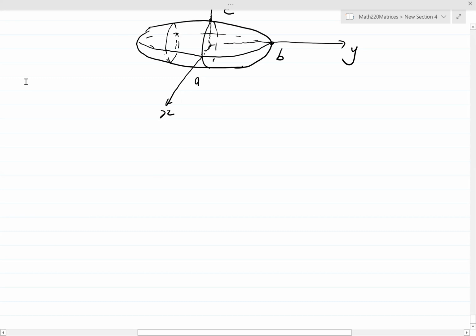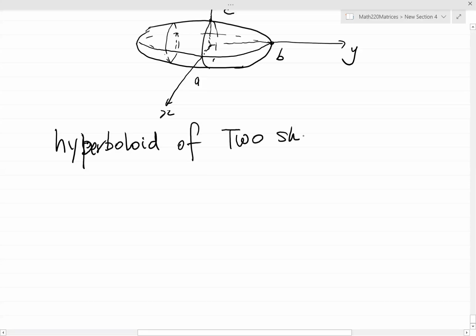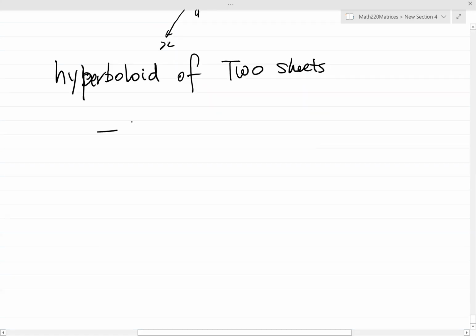Maybe one more surface. Let's talk about the hyperboloid of two sheets. Maybe this is easy to explain. This equation looks like this: negative x squared over a squared, negative y squared over b squared, plus z squared over c squared is 1.